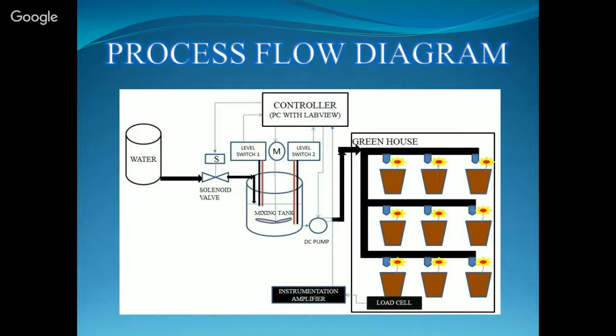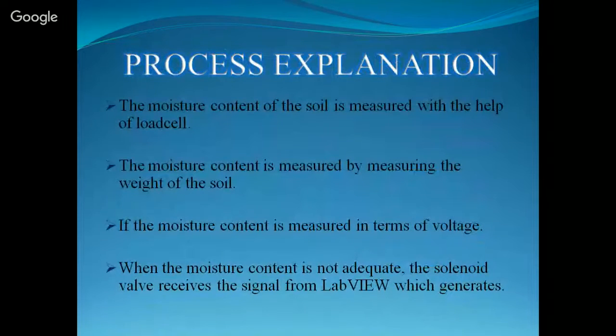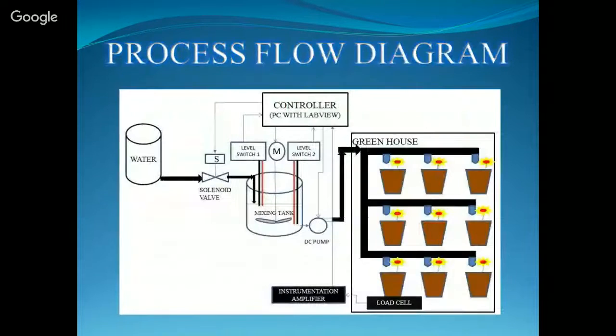This is the process flow diagram of our system. In the greenhouse, a potted plant is taken as a sample. It is placed over the load cell. An instrumentation amplifier is used to amplify the output voltage of the load cell. The output of the instrumentation amplifier is taken to LabVIEW. A suitable program has been designed which generates the control signals to the hardware components used in the system.